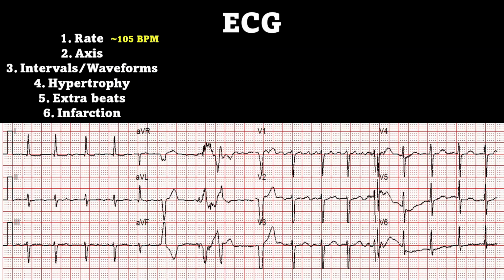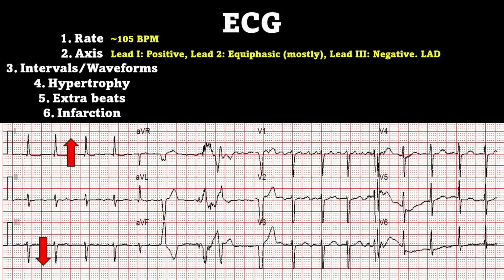Next, we determine our axis. To be honest, axis isn't super important in most circumstances, but if you really want to nerd out and know the axis, here's some ways to kind of remember. Lead 1 is up, 2 is not really positive or negative, but there are some complexes that are negative, but for simplicity's sake, we will say it is neither positive or negative.